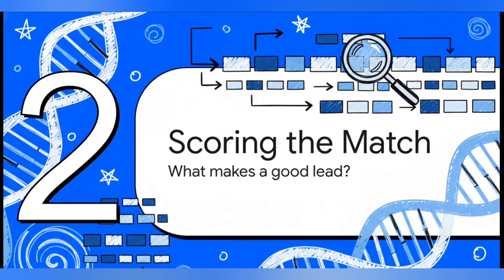So, before our clever detective can even start searching, they need a system to rank their leads. What actually makes a good match, especially when the sequences aren't a perfect one-for-one copy? This is where we absolutely need a scoring system.